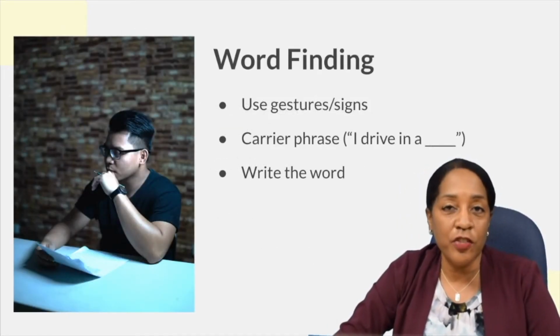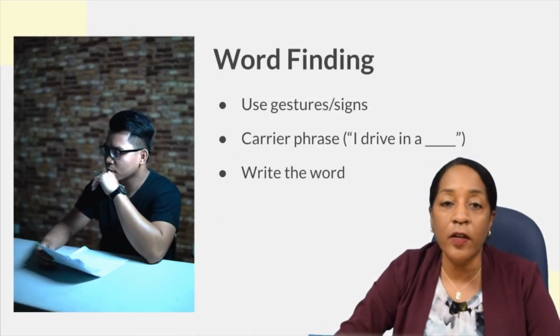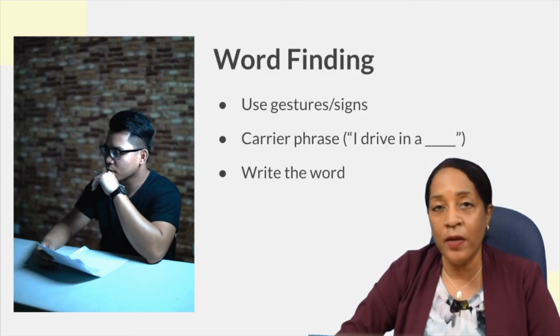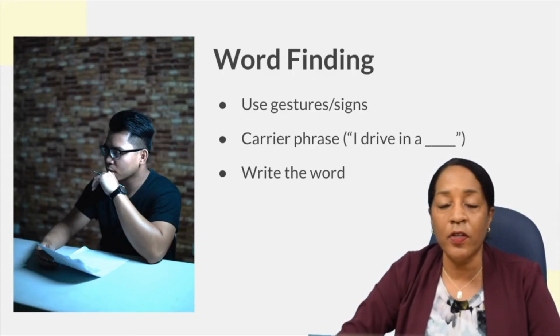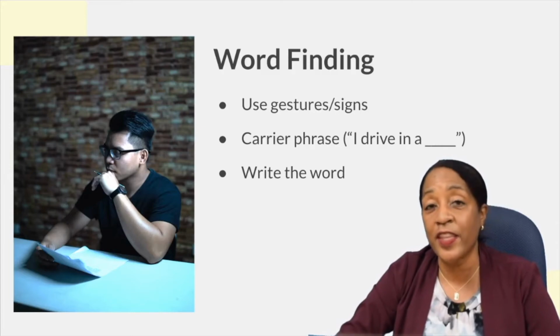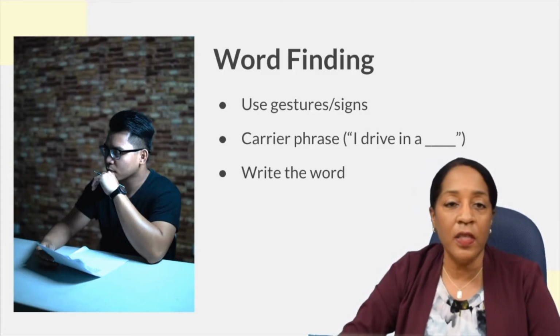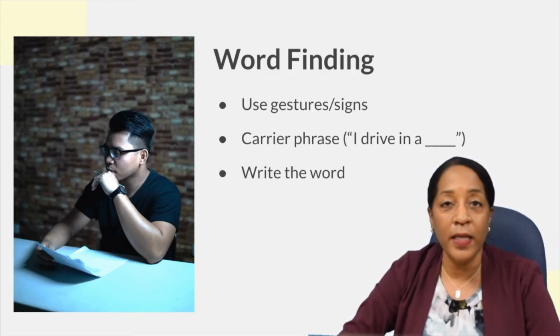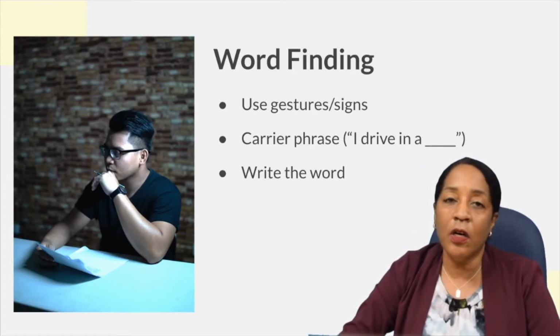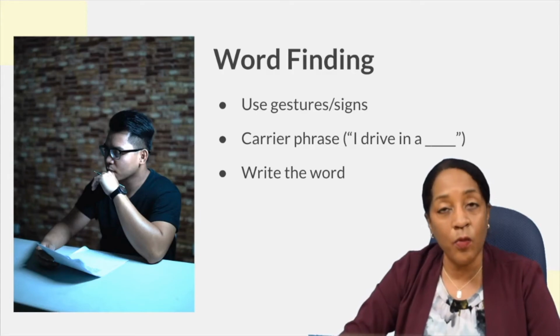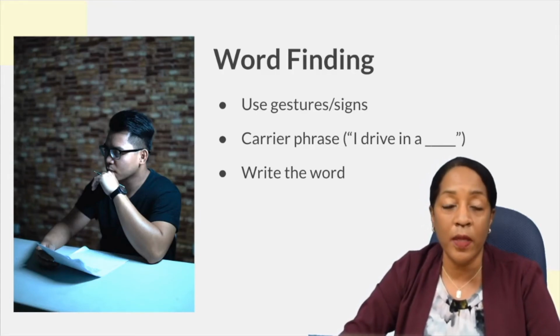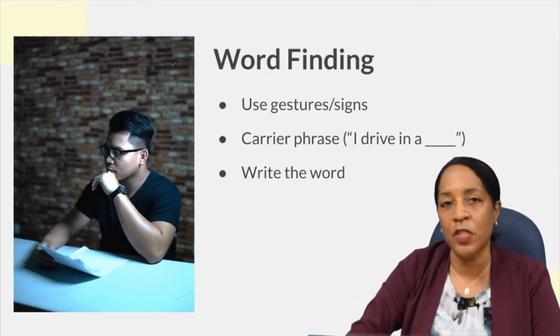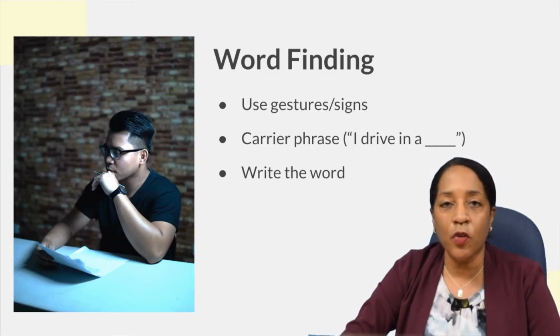Also, they can use gestures and signs. They can use a carrier phrase like I drive in a blank. Again, they're having trouble thinking of a word. This is what you're using in therapy. So you're just giving them a carrier phrase to help cue them to think of the word that they're trying to say. Also, you can have them try to write the word out, and that can help them sometimes think of the word, just like I was just saying earlier.